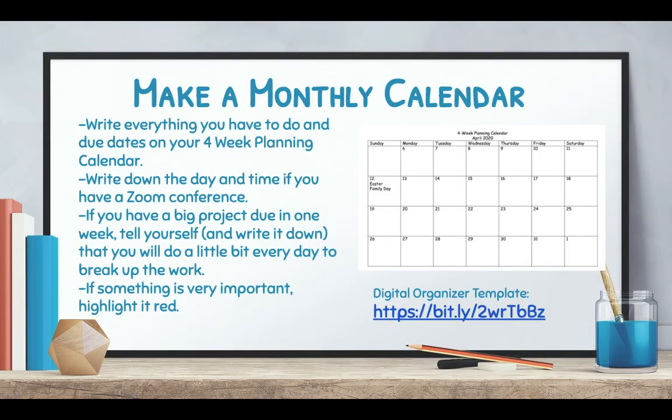The third part of my digital organizer template is making a monthly calendar. I think many students see it on a visual level, and it helps them stay organized. So write down everything you have to do on your 4-week planning calendar. If you have a Zoom conference, write down the day and time so you know to get ready beforehand. Make sure your technology is working. Make sure if you have to be on camera, you've gotten ready and you're not in your pajamas.